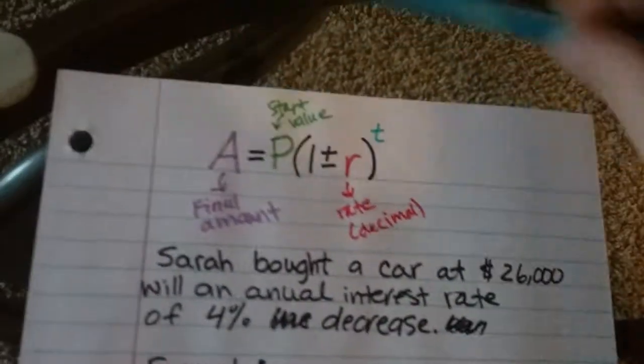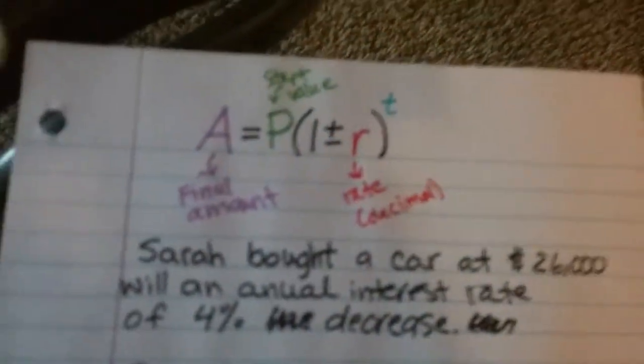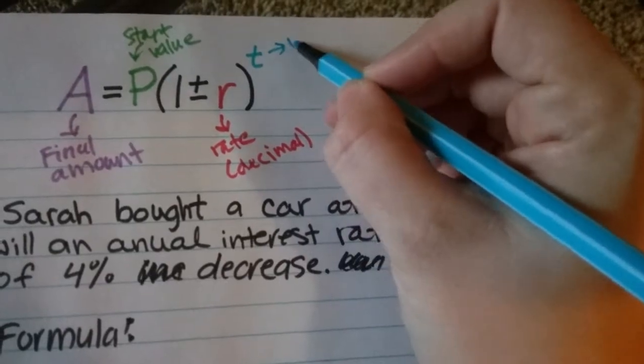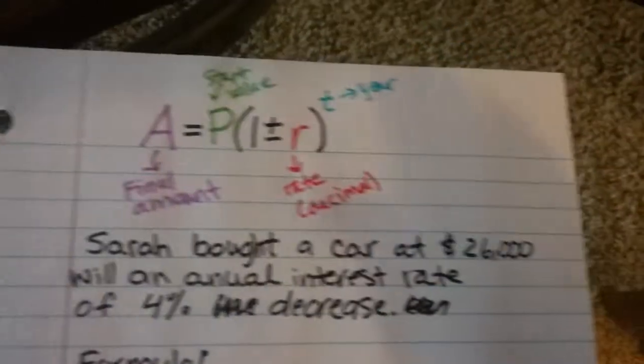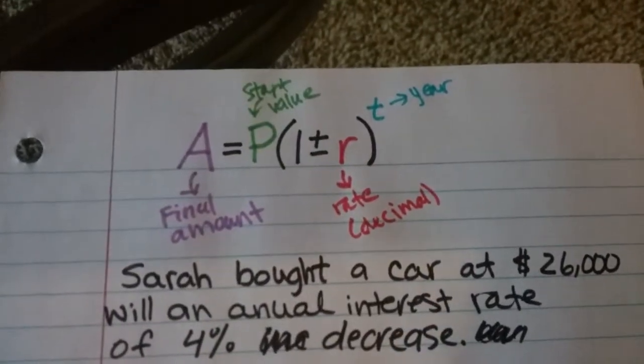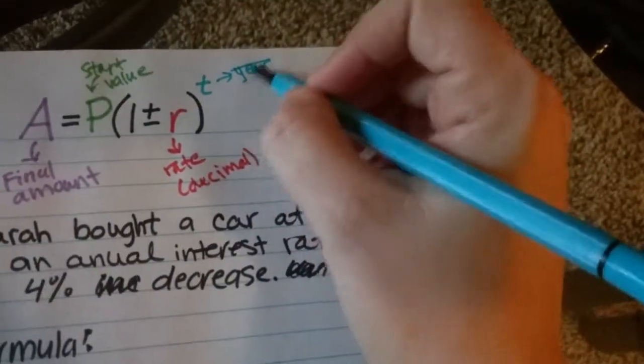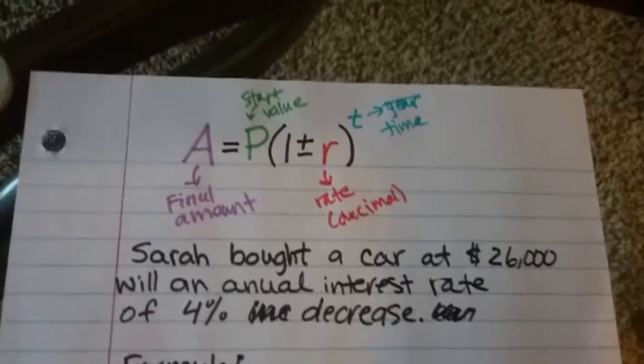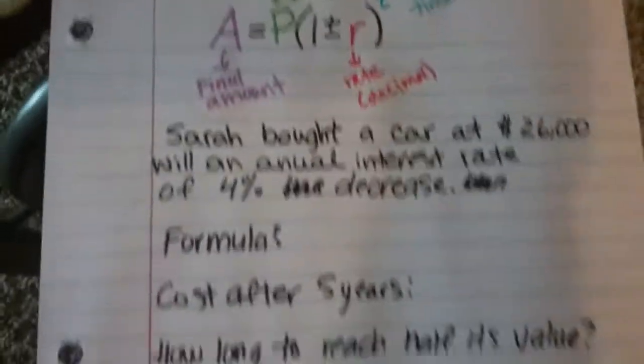And then you're going to raise this function. Instead of x, we're going to use t for time. So however long it takes in time, and for the most part, we do years unless it says differently. So this is time. Let's do a couple examples real quick, okay?